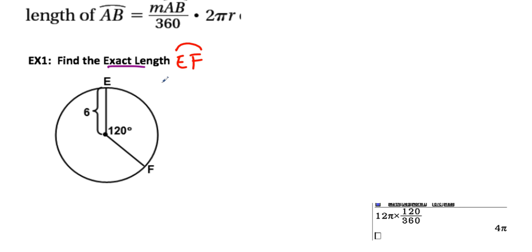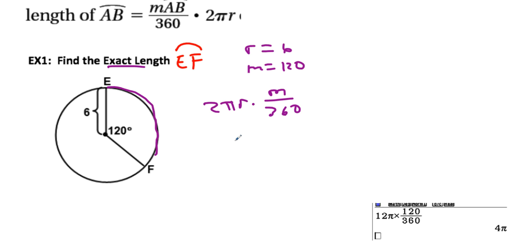So what we're going to do here is we need our r, which is 6, and the measure of the central angle is 120. So we're looking for this length right here. So I'm going to do 2 pi r times m over 360. R goes to 6, m goes to 120. 2 pi times 6 times 120 over 360.